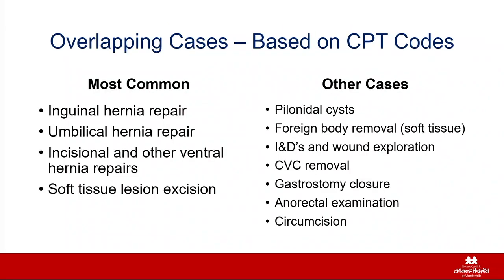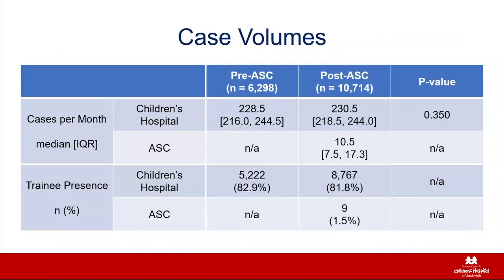These are the overlapping case types for the subgroup that we analyzed. As you can see, the most common case types that were done at the ambulatory center were hernia cases and some soft tissue lesion excisions. And here's a look at the overall case volume at the centers. On the left is the case volume before the ambulatory center started doing cases, and on the right is the volume afterwards. As you can see, the average monthly volume really didn't change at our main hospital.